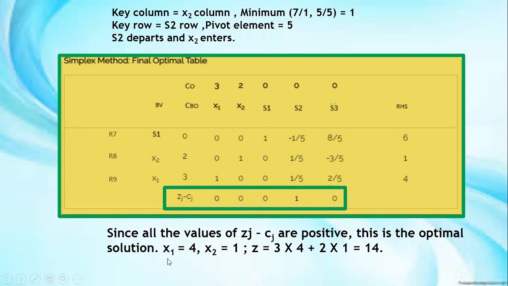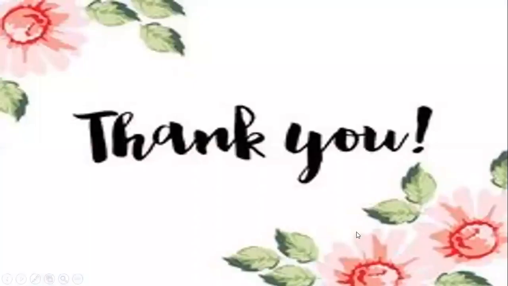So here x1 value you have to see, x1 is 4 here and x2 value is 1. So z value will be equal to 3 into 4 plus 2 into 1. 12 plus 2 is 14. So this is the solution for the given problem.